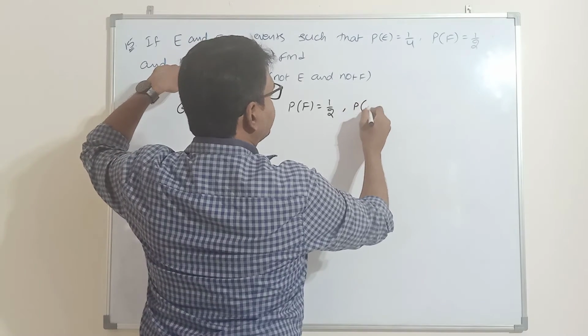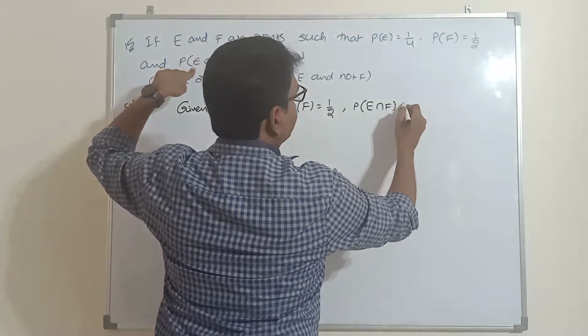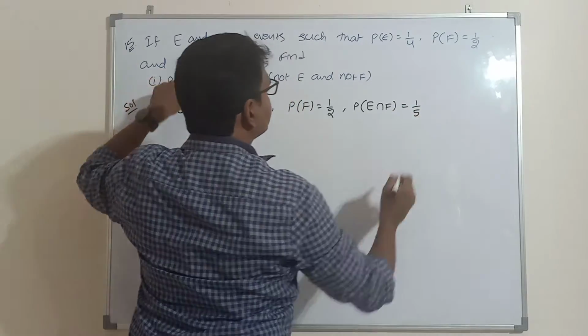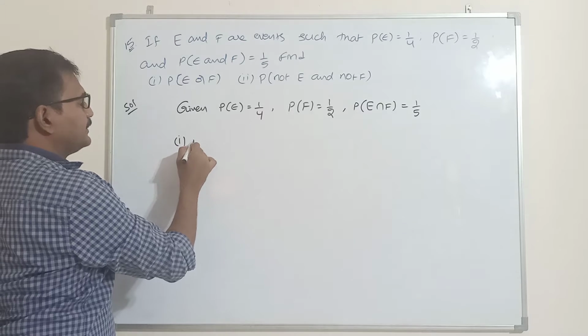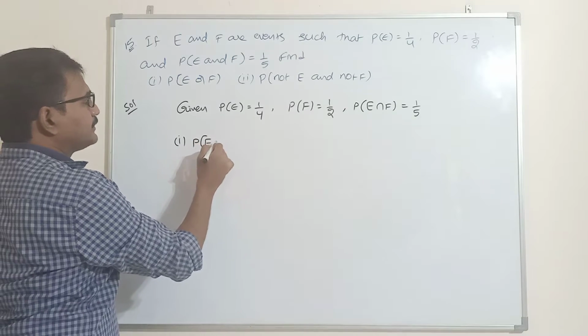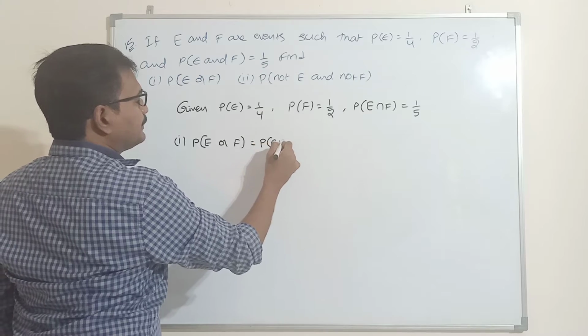P of E and F, where and means intersection, is equal to 1 by 5. Find, first question, P of E or F. E or F means E union F.